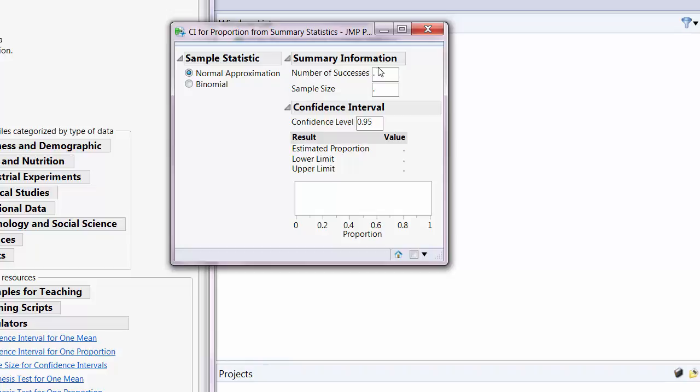The next step is to go over and enter in the summary information for our sample. So we saw 493 people who said that it is the responsibility of the federal government to make sure that all Americans have health care coverage. And that was out of 1,000 people that were surveyed. Then the next step is to go in and enter the desired level of confidence. You can either enter this in as a decimal or a whole number. So I could type in 95 or 0.95.